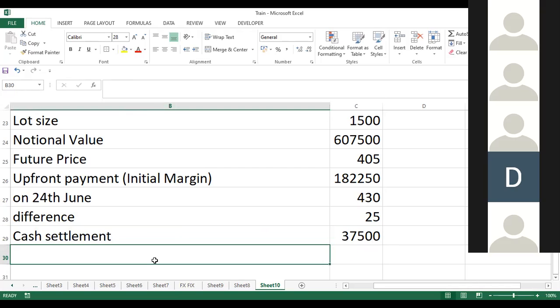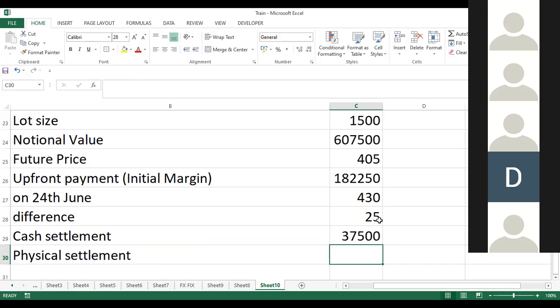Okay, and physical settlement. Physical settlement is when you do not take an opposite position. And if you do not take an opposite position, what will happen? Your position will remain open. And if your position remains open, that basically means you are telling the exchange that you want to take a physical settlement of the shares or the underlying asset. So in that case, you would have to keep the equivalent amount in your trading account.